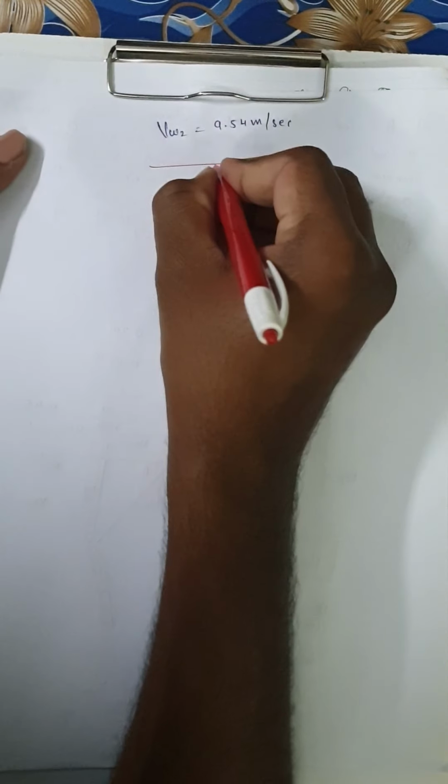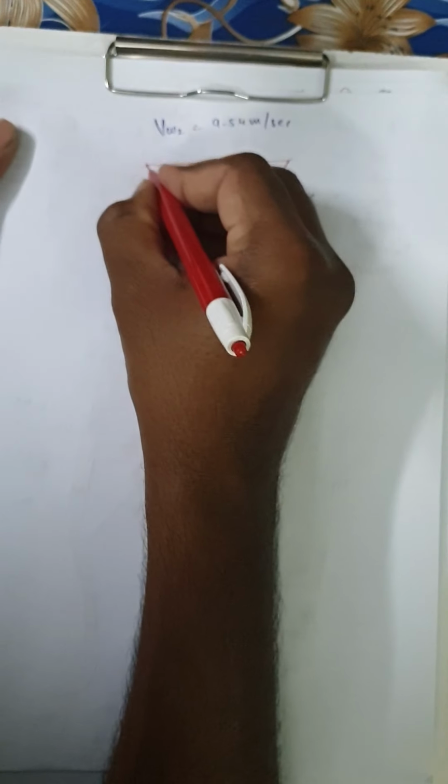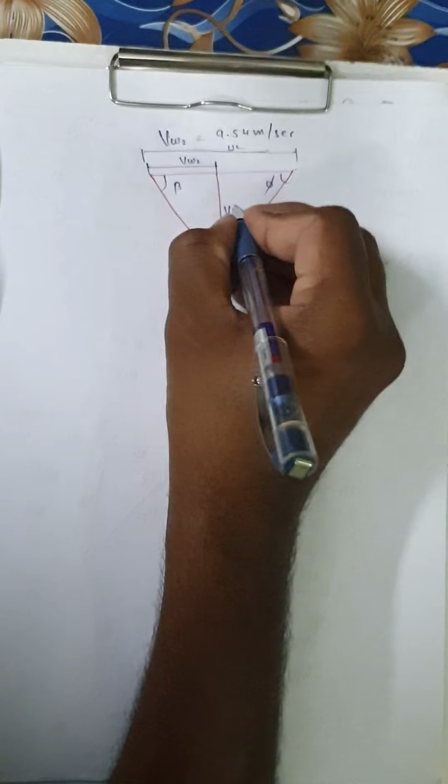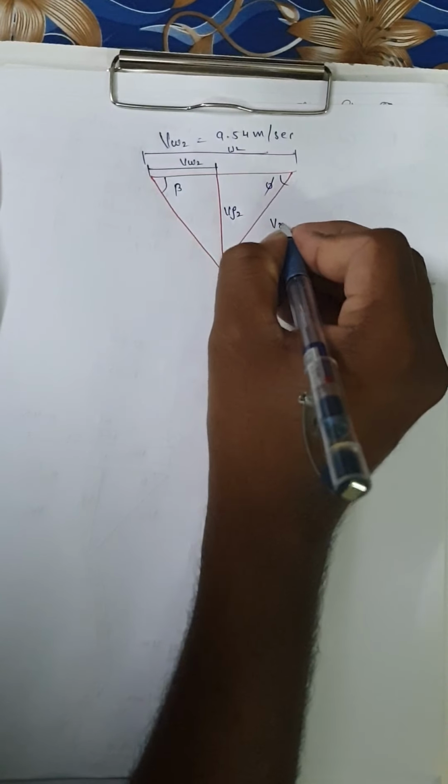After getting the Vw2 value, you can draw the outlet triangle. If I draw this outlet triangle from here to here, this side, whatever is mentioned here, you can take as the Vw2, the overall you can take as the U2, this one as the pi, this one as the beta, this is Vf2, this one is the Vr2, and this one is the V2.